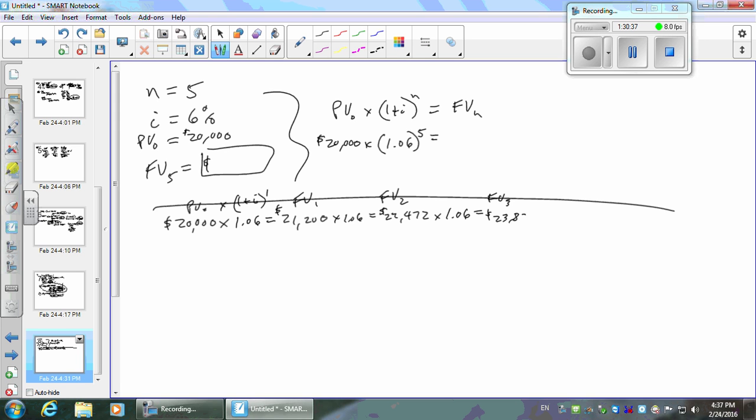23,820. 23,820. Let's do another one, because I want 5 years, so now I'm going to future value 4 periods from now, okay? So what's that going to be? Times 1.06. 1 plus the interest rate. What do you get?